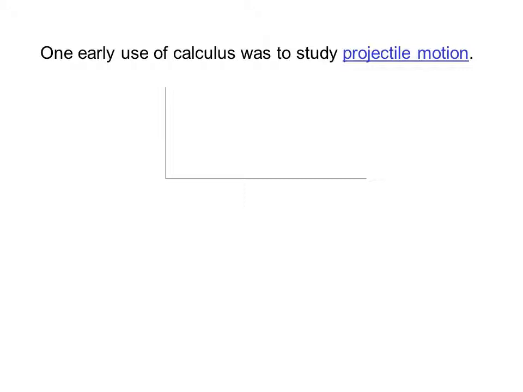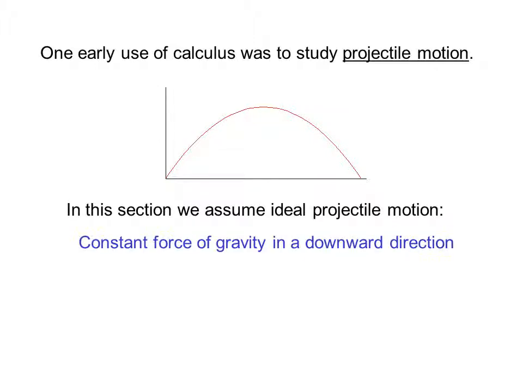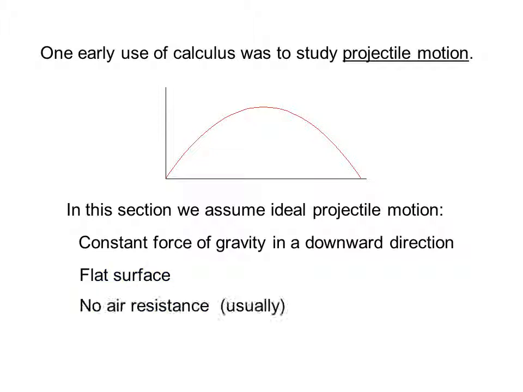One early use of calculus was to study projectile motion. In this section, we assume ideal projectile motion: constant force of gravity in a downward direction, a flat surface of the ground, and no air resistance, at least usually.